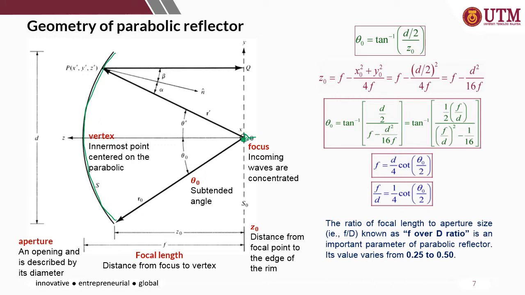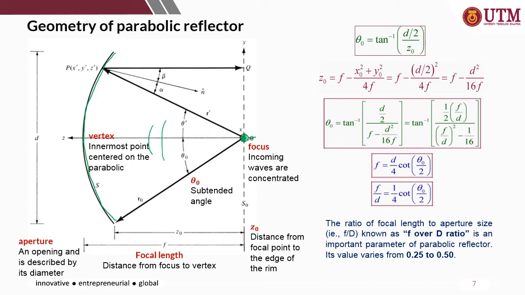Okay, so the components are, first you have the focus. This is the focus point where all incoming waves are concentrated, and then the signal will be propagating in a spherical motion towards the surface of the reflector, where the vertex is the innermost point of the reflector, and it is centered on the parabolic structure.